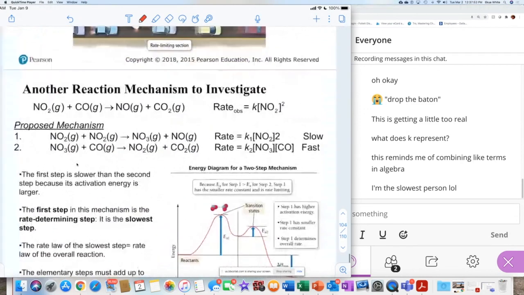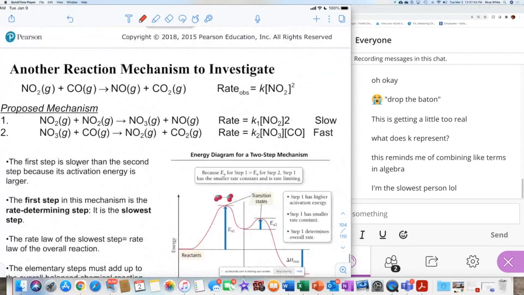So here is a problem we get to investigate. We're told another reaction mechanism to investigate. Okay, we shall investigate. This is our overall reaction here: NO2 + CO, NO + CO2. So we have our reactants. As I'm looking at this, I'm going to judge this as my overall because it appears by itself. And when it says mechanism, this is of course the step by step mechanism of this reaction. So I have a rate law of the overall right here.